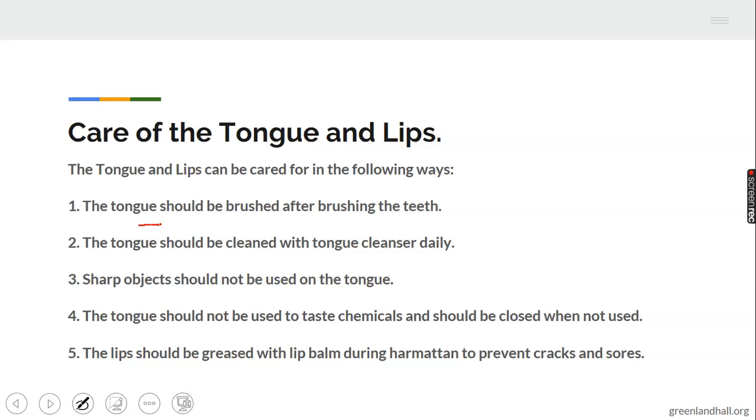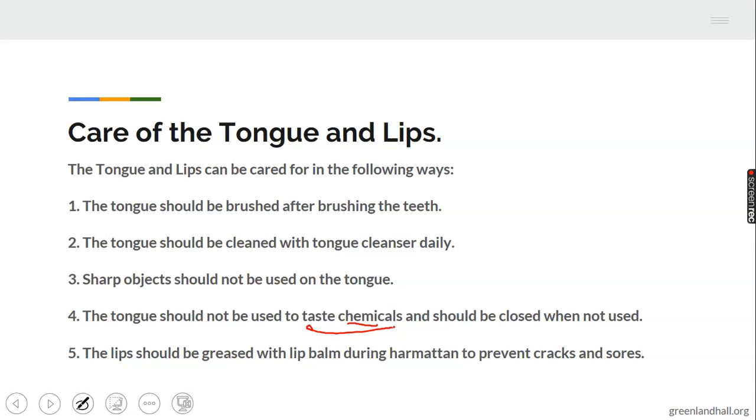Then number four, the tongue should not be used to taste chemicals. That's dangerous. Tasting of chemicals, dangerous. Chemicals are not even to touch any part of your body, much less your tongue, and should be closed when not used. When your tongue is not in use, it should be closed. It is a bad habit to open the mouth down. So the tongue should be closed, with the lips closed when not in use.